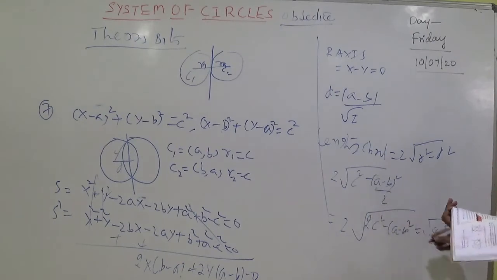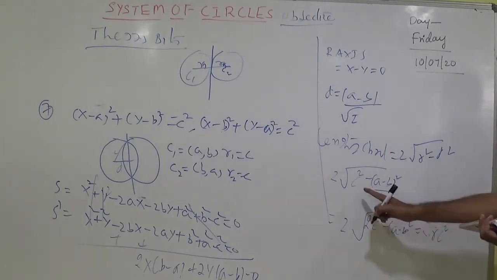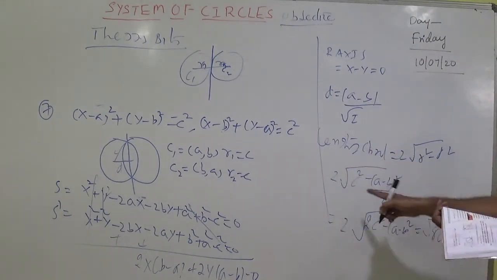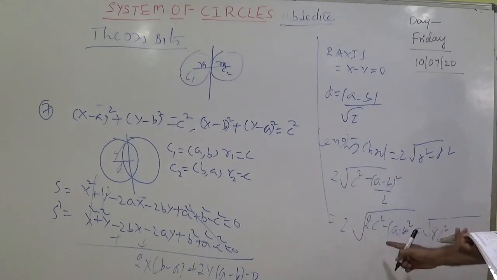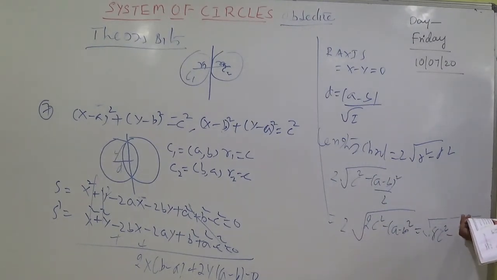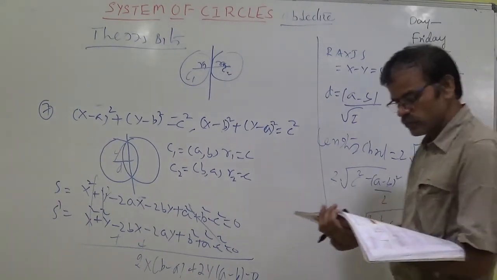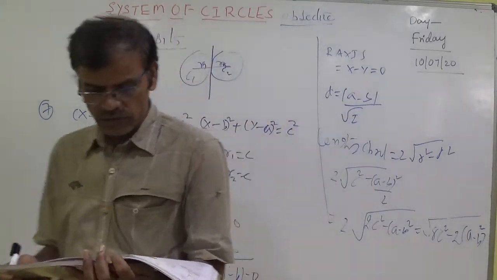2c square minus, so whenever 2 is getting inside, it becomes 2, 4 times, 4 to the 8 c square minus 2 into a minus b whole square. But in option 4, c square is given, that we will verify later.